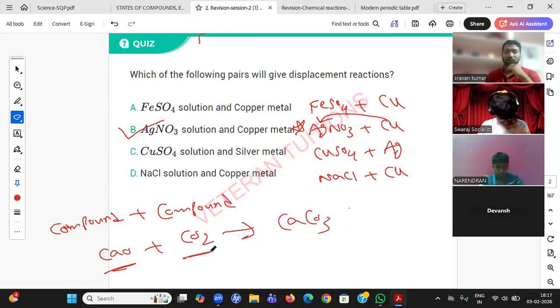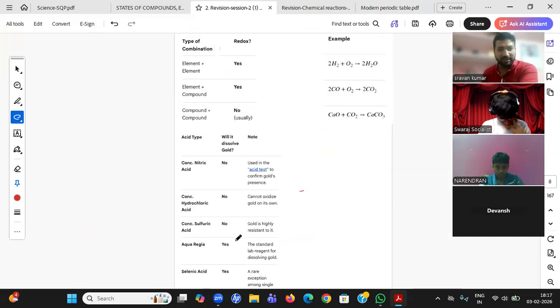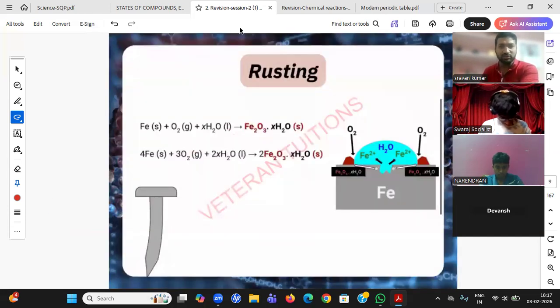Why, sir? It is a compound. Compound plus compound is not a redox reaction. Okay, so I think I have cleared your doubts, students. Let us go to today's session.